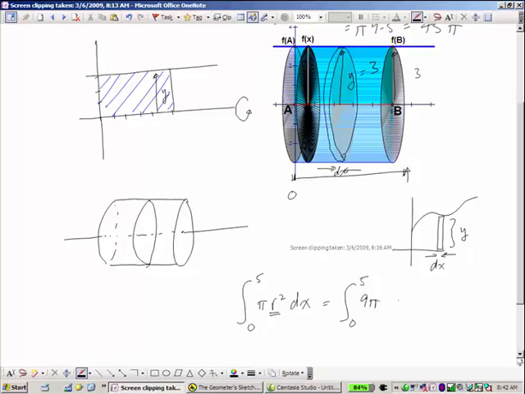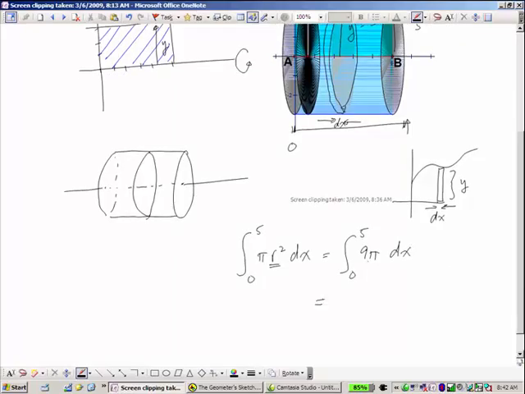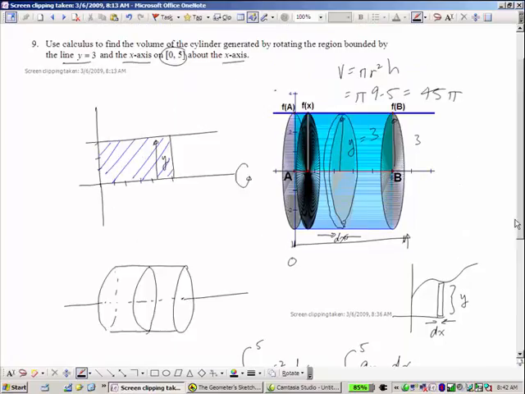So I can just put in 9 pi dx. The antiderivative of 9 pi with respect to x is 9 pi x, evaluated between 0 and 5. Plug in 5 and you get 45 pi. Plug in 0, you get 0. Hey, what do you know? That's what we're supposed to get.